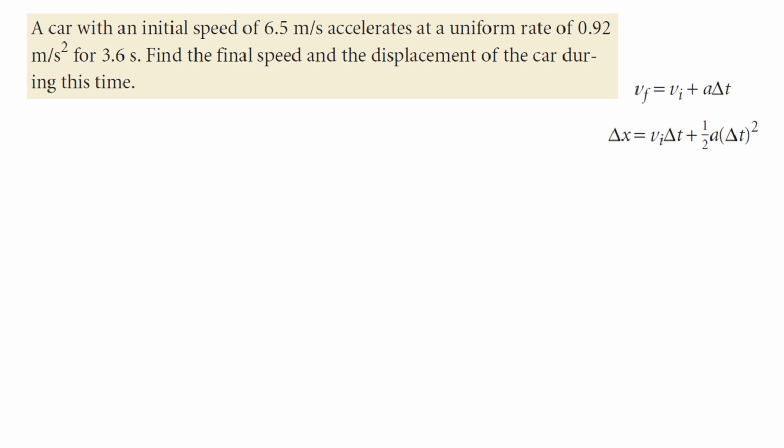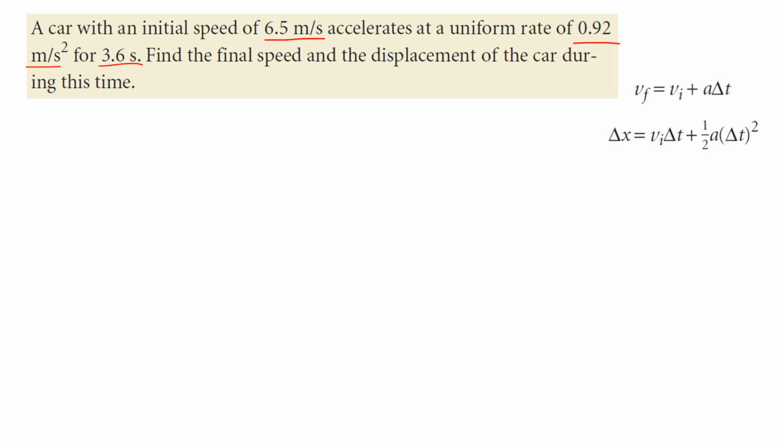Let's try another example. A car with an initial speed of 6.5 meters a second. Oh, this one's a little different. We have an initial velocity. It accelerates at a uniform rate of 0.92 meters a second squared for 3.6 seconds. Find the final speed and displacement.